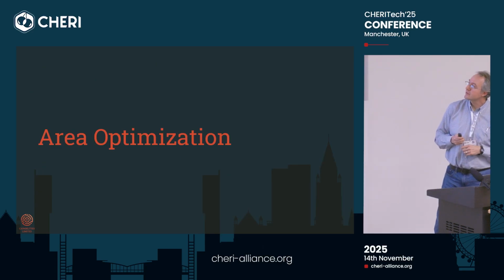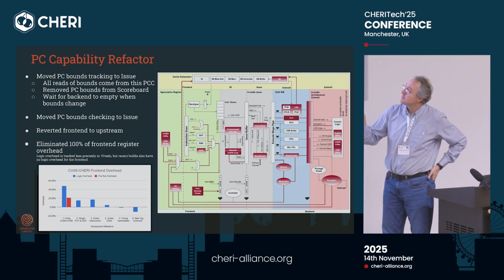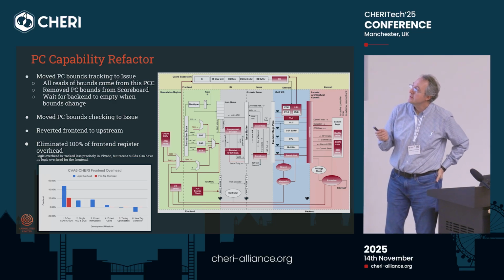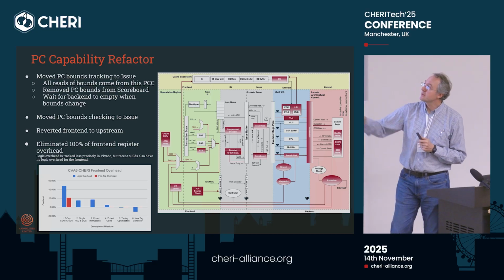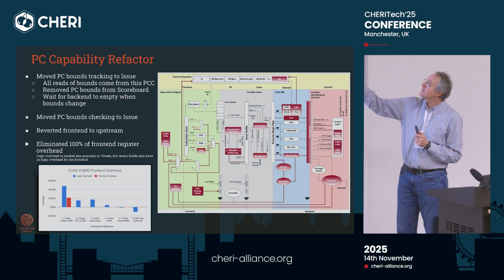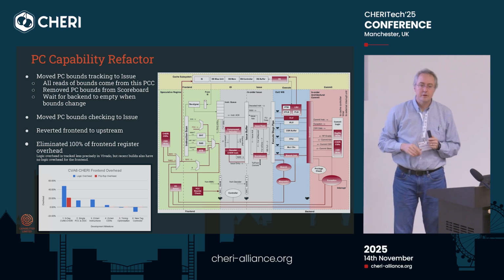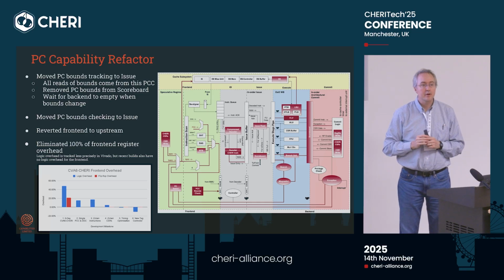Area optimization. Okay, so this is really fun. When we first started on the version that Bruno had done, we found lots of copies of the program counter capability sprinkled in the BTB and in the early instruction fetch part of the pipeline. Even the scoreboard, which has a record for every instruction, had many copies of the program counter capability.